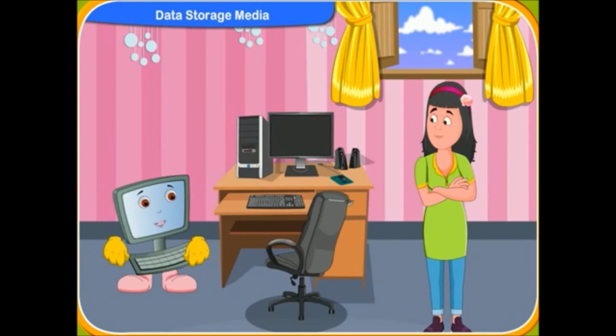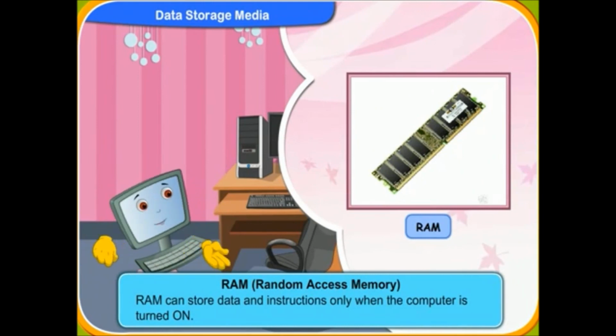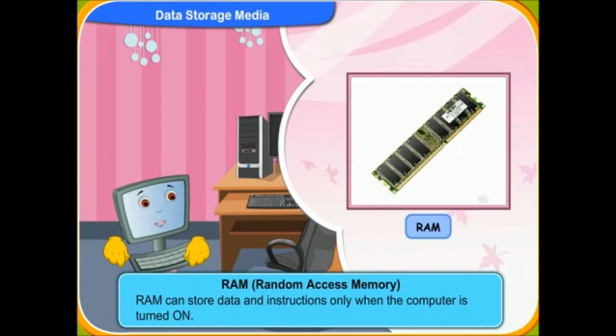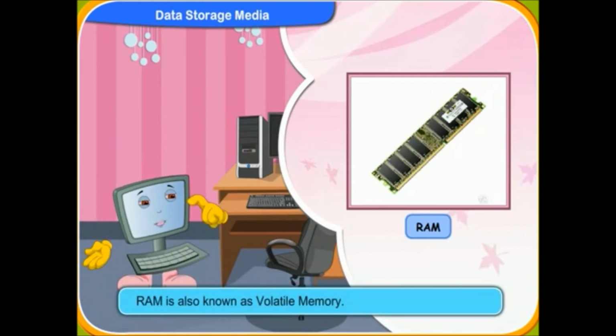The full form of RAM is Random Access Memory. RAM can store data and instructions only when the computer is turned on. You can read and write data on the temporary memory. If the power suddenly goes out, all the data stored on it is lost. So RAM is also known as volatile memory.